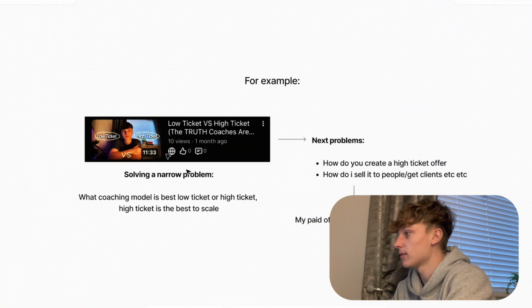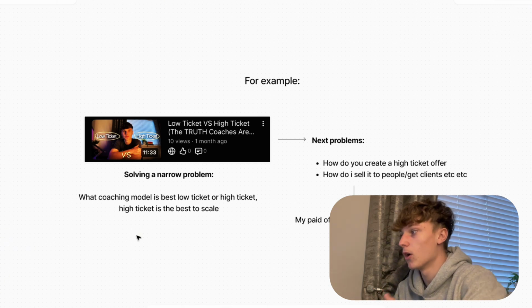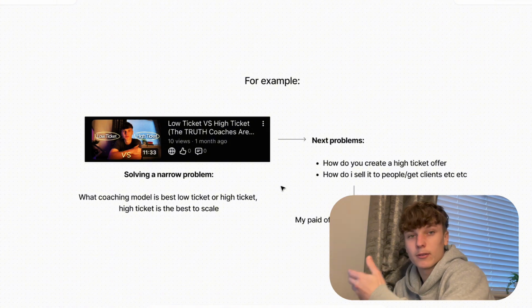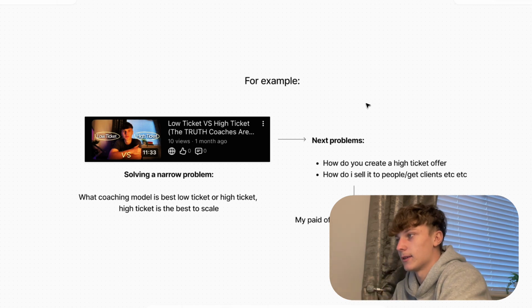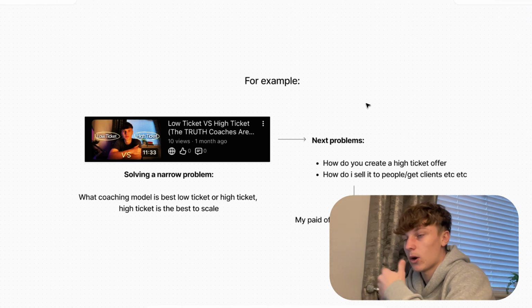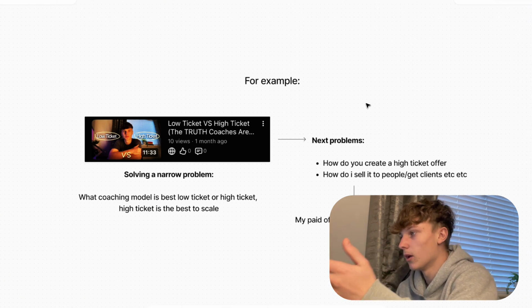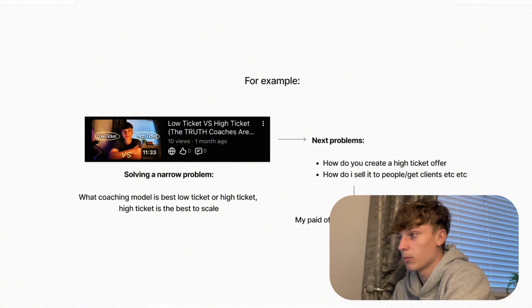For example here, this is a lead magnet, one of my YouTube videos, and this solves a narrow problem of what coaching model is best, low ticket or high ticket. High ticket is obviously the best to scale, so this creates new problems, because once I solve that problem for that person, they're going to have other problems such as how to create a high ticket offer, how do I sell it to people, how do I get clients, etc. So my paid offer solves these problems after they solve this problem themselves.